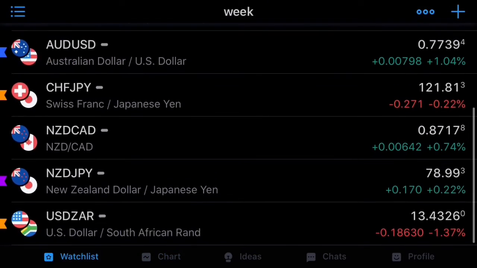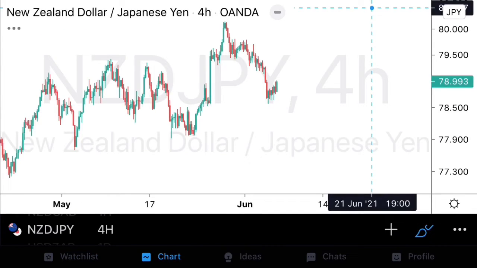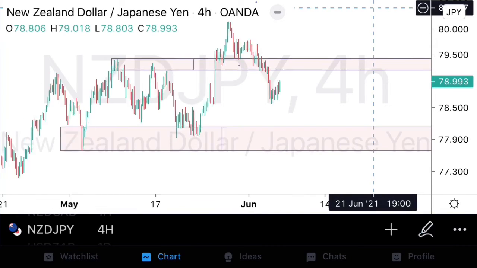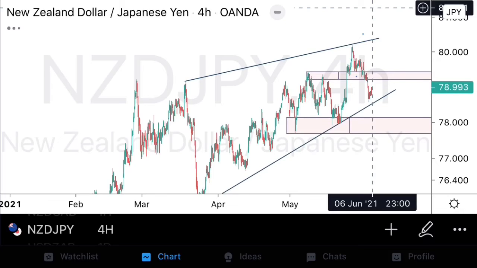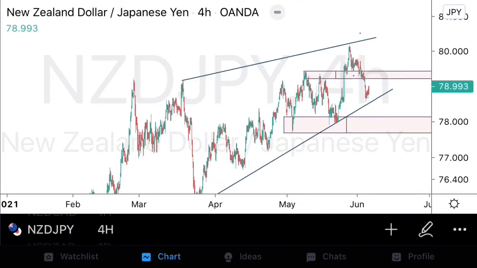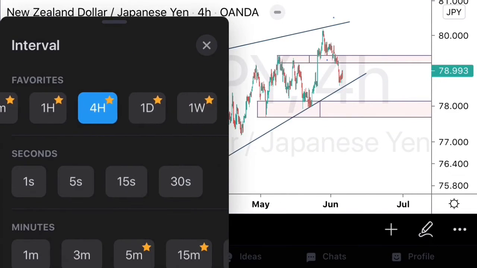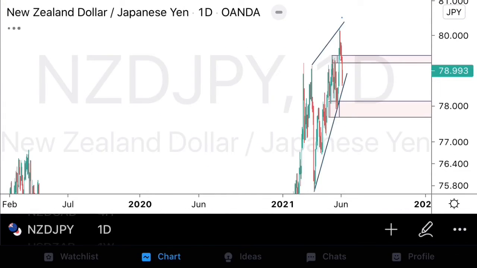That's our analysis for Aussie Yen, guys. Let's go on to New Zealand dollar yen. Now on AUDJPY, guys, we are opening ourselves up to trading the momentum in both directions, both bullish momentum and bearish momentum. Now on New Zealand dollar yen, things are just a little bit different, guys.